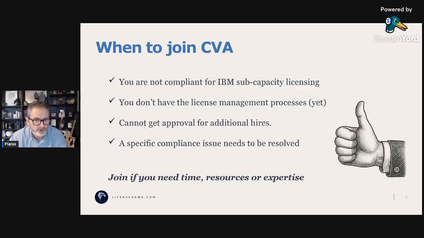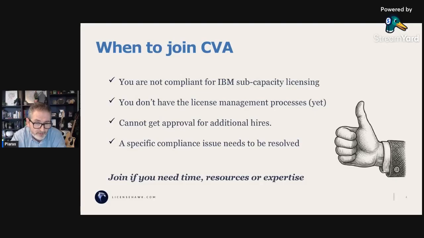But that all said, when to join? If you're not compliant for subcapacity licensing, this is by far the greatest risk when it comes to IBM licensing and audits. In simple terms, that means having the tools deployed, having them correctly reporting in, and having the reports available in the event of an audit. Most organizations who do not do this diligently, and this is probably the number one benefit of joining the CVA program, will have the discipline brought to them with the help of the partner.